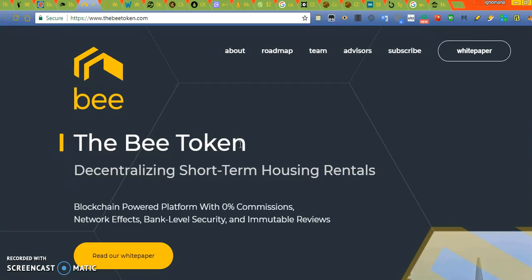So what would BeeToken be able to do, in a nutshell? What BeeToken seeks to do is bring in a system with zero commissions on the part of the house owner and on the part of the person who actually wants the service. Not only that, there is blockchain security, topmost security, because a lot of hackers are targeting such systems. And there is the issue of immutable reviews. That is all in a nutshell, without taking much of your time.